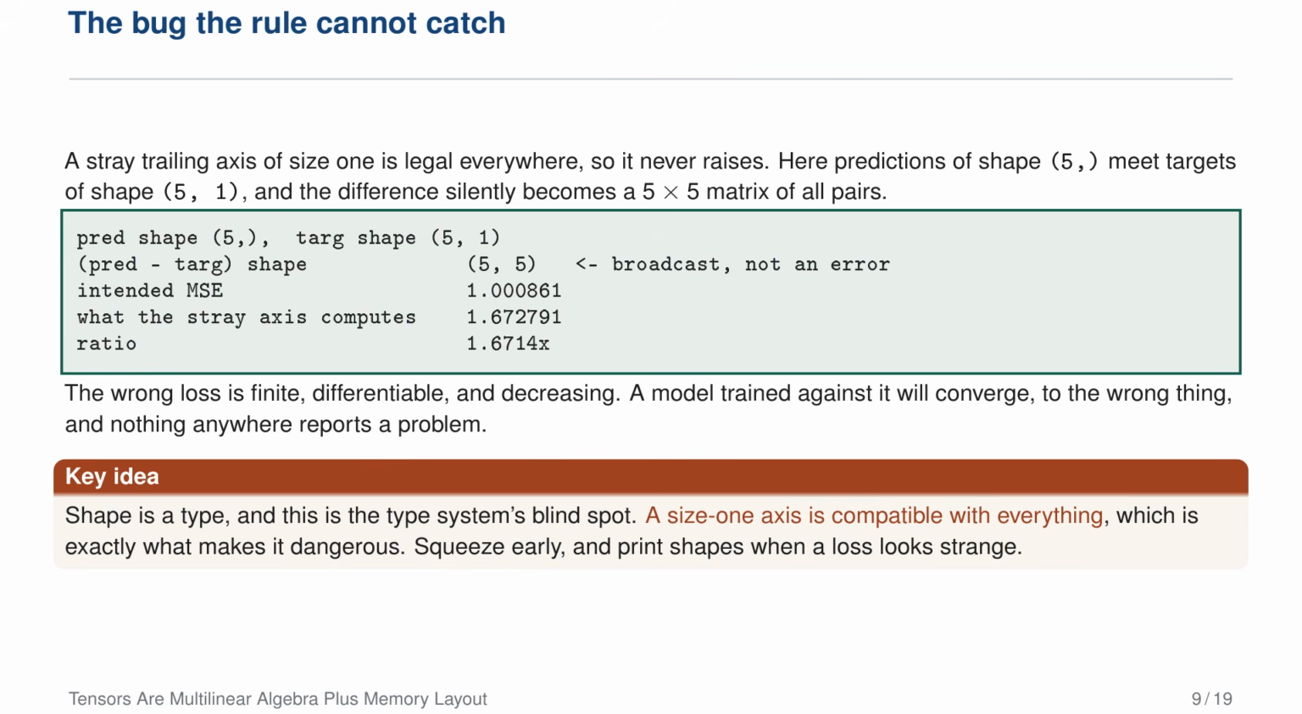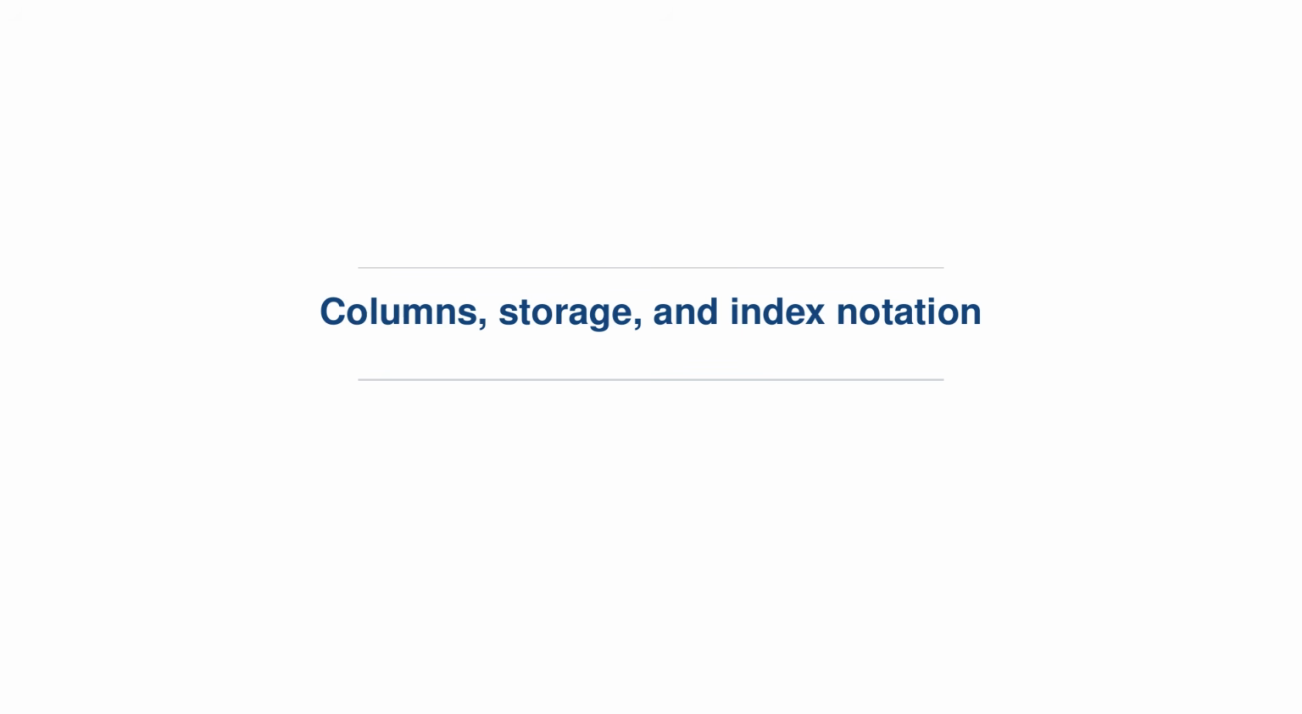So shape is a type, and this is the type system's blind spot. An axis of size 1 is compatible with everything, which is exactly what makes it dangerous. Squeeze early, and print your shapes when a loss looks strange. Now the question I promised to settle, about columns, storage, and where the transpose comes from.